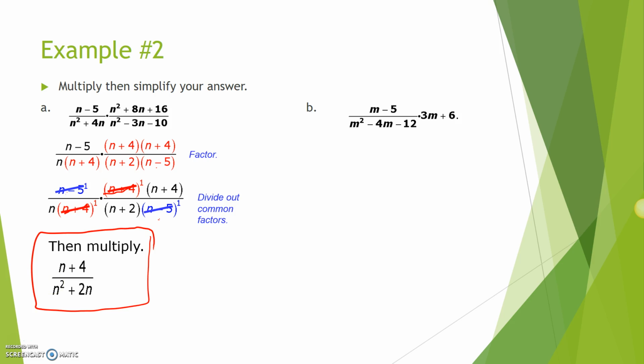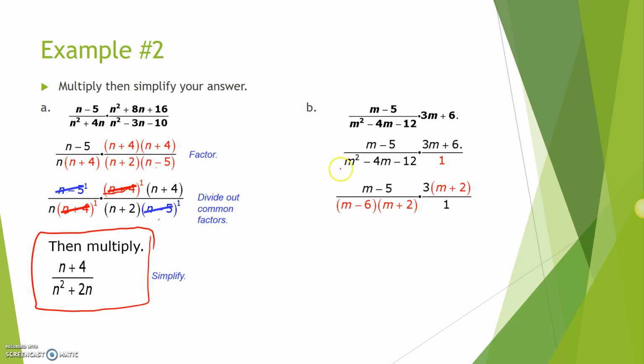So this was the other method where you factor first, and then you divide out common factors and you simplify it down. So looking at B here, similarly, what we're going to do is factor first, and then we'll divide out common factors. So what we're going to factor out is this m squared minus 4m minus 12. And what we're going to end up with for that is (m minus 6)(m plus 2). Notice what they did is they took this 3m plus 6 and they put it over 1.